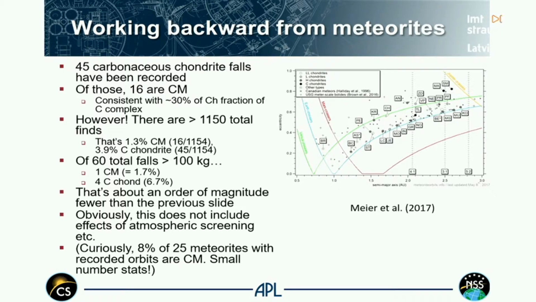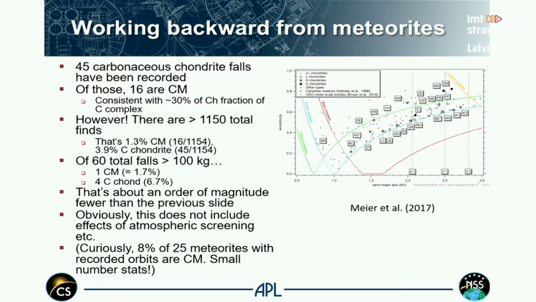This is the kind of numbers that Martin was talking about. If you look at meteorite falls, we think this is the least biased way to look at meteorites. There have been 45 carbonaceous chondrites recorded to fall. About a third of them are this CM type, which should be akin to this asteroid group we're talking about. So that's good. That's consistent with this 30% fraction we used on the previous slide.